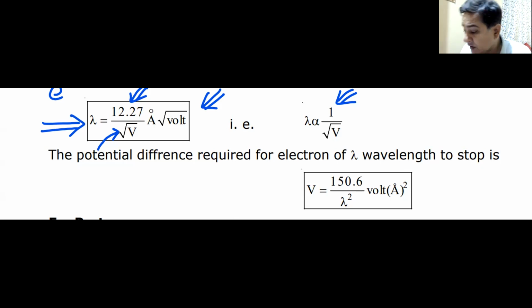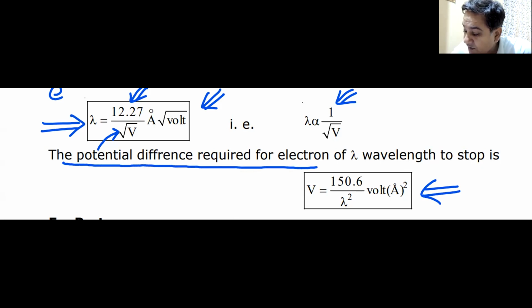Yes, sir. The other formula is the reverse of this formula. Lambda has been brought to the denominator side and we have squared. So now the formula becomes, what is the potential difference required for an electron of wavelength lambda to stop? And the formula becomes this. If you remember any of these, you know the other formula. We understand this? Yes, sir. Please note it down.